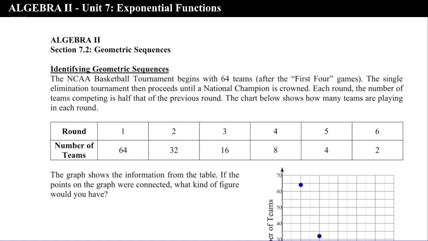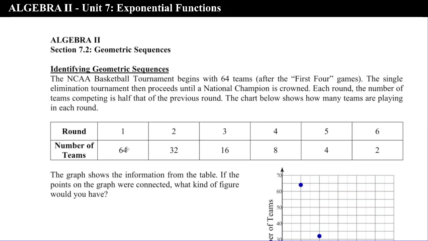The NCAA basketball tournament begins with 64 teams after the first 4 games, of course. The single elimination tournament then proceeds until a national champion is crowned. Each round, the number of teams competing is half that of the previous round. The chart below shows how many teams are playing in each round.